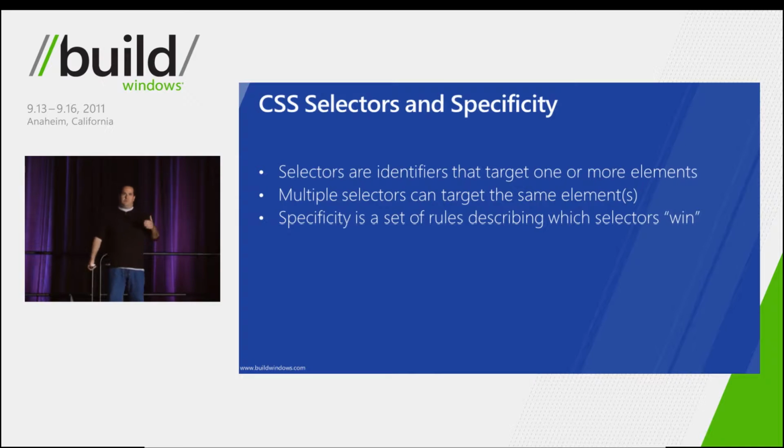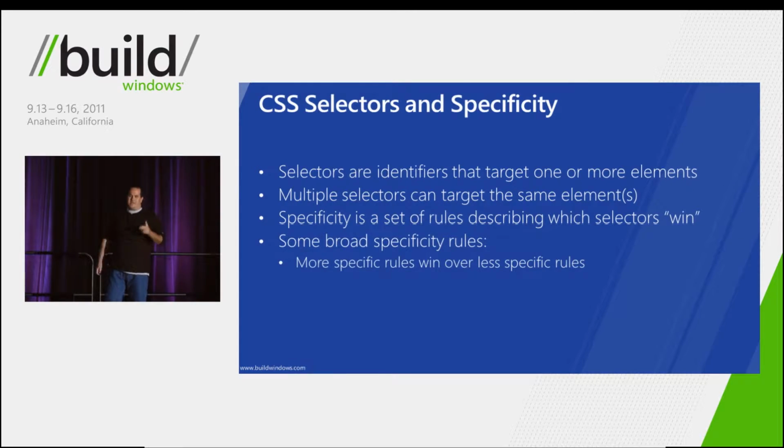So there are some broad rules that we want to talk about here. First is that more specific rules win over less specific rules. So if I have one rule that says all the buttons in my app are blue, and then I have another selector that says this particular button is red, then that particular button is going to end up red because the selector that says it's red is more specific than the selector that says all buttons are blue. A selector that points at one element is, by definition, more specific than a selector that points at multiple elements.